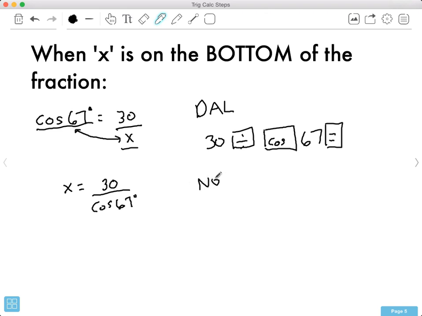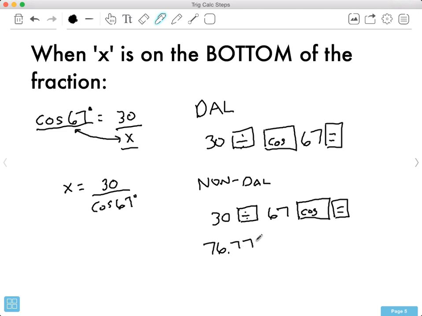If you are a non-DAL calculator, again, you're going to type in almost exactly the same thing, 30 divided by, but your trig statement must go in backwards. So you're going to type 67 and then the cos button, and then you're going to press equals at the end to get your answer. Again, the answer I get is 76.77913 and so on. So let's call that 76.8.